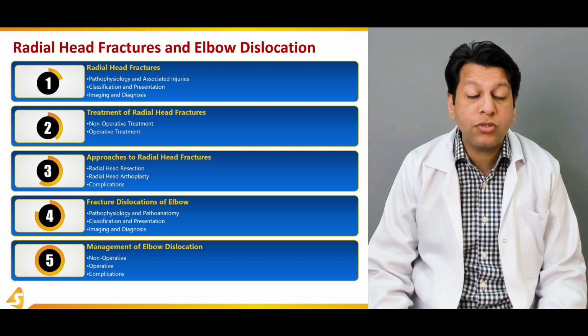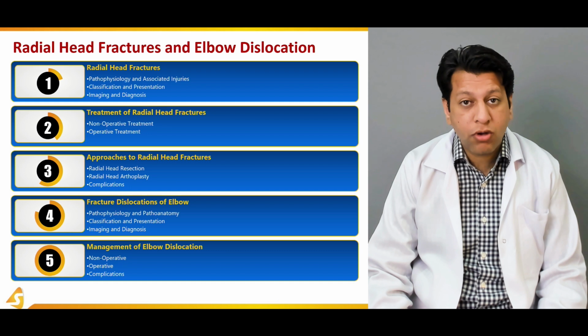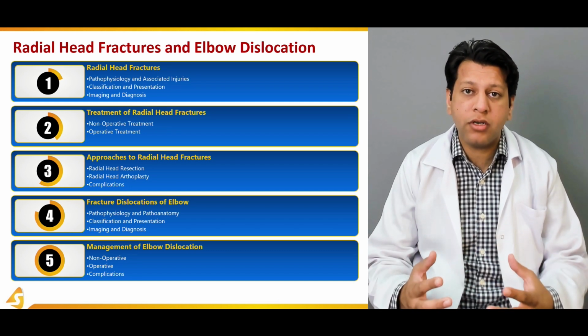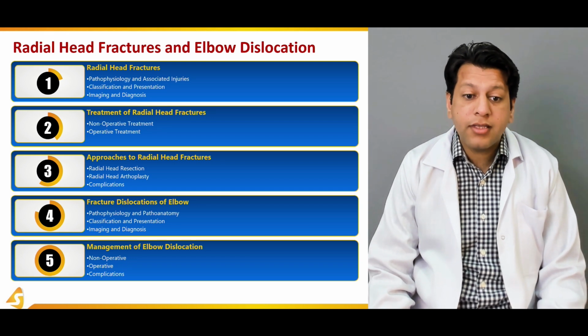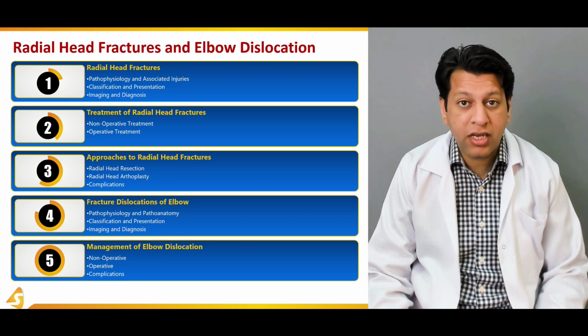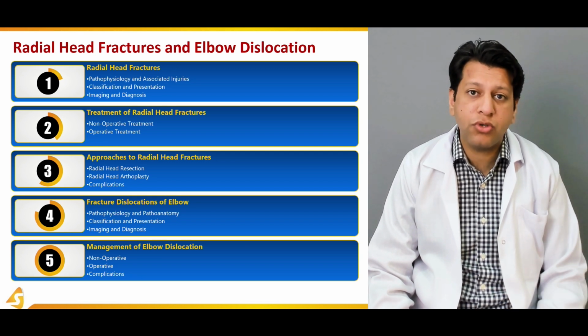Now, in the third section, we'll be discussing that in more detail, that is the approaches to the radial head fractures. What is Kocher's approach? What is Kaplan approach? And how we can approach the elbow joint as a whole. Then in the fourth section we'll be discussing the fracture dislocations of the elbow, as we'll be dealing mainly with the area around the elbow joint today.